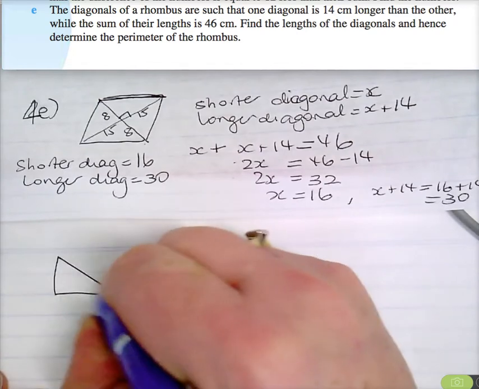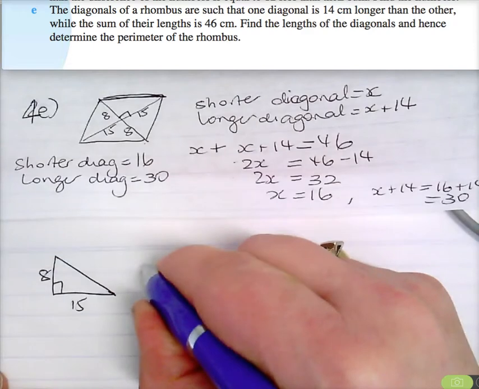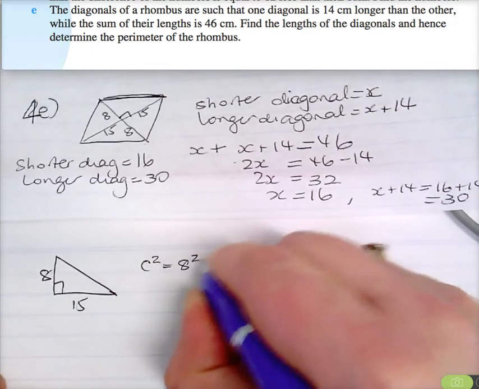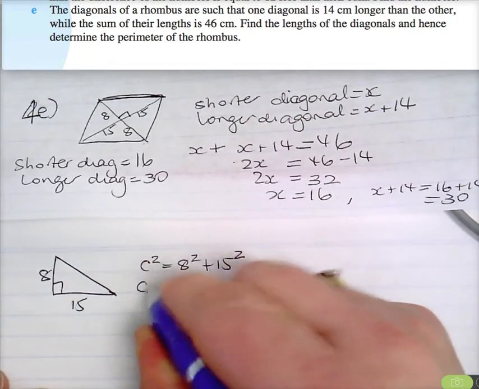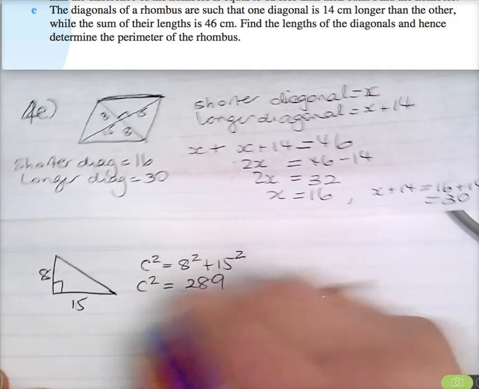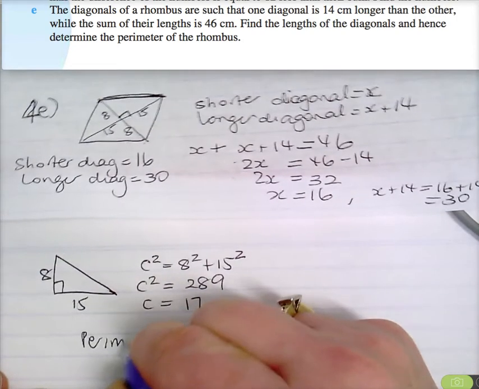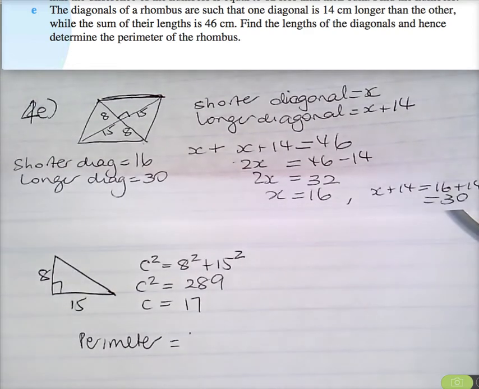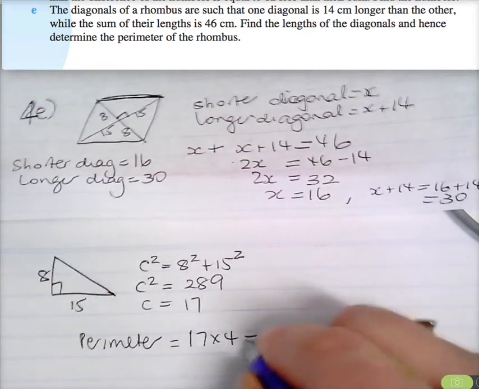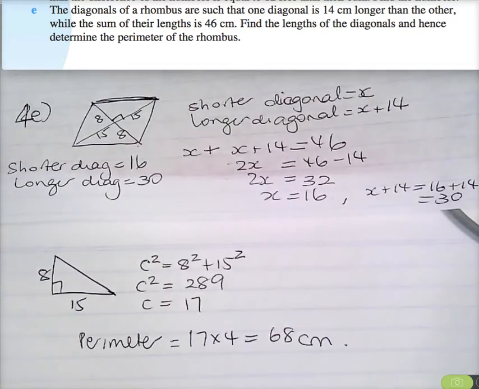So this is what we've got: 8, 15. Pythagoras' theorem. C squared is 8 squared plus 15 squared, which is 289. C is the square root of 289, which is 17. Therefore, the perimeter is what? 17 times 4, which is 68, because that's the length of one of the sides.